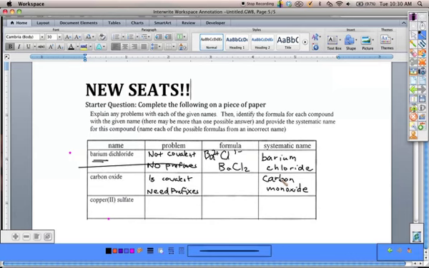So two totally different things, which leads us to say this one is named really incorrectly. But if I was doing the formula, assuming that they meant carbon monoxide, I would have CO.